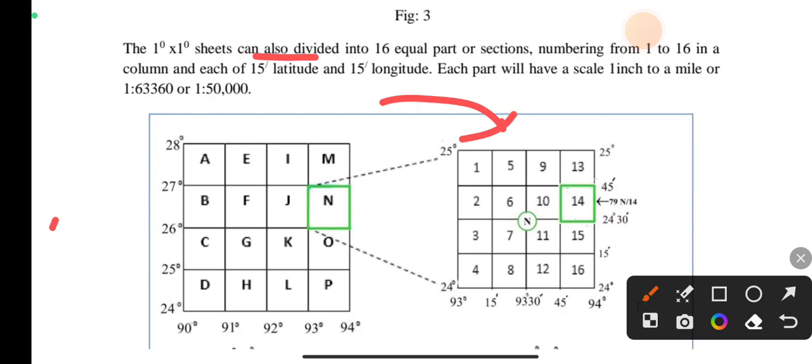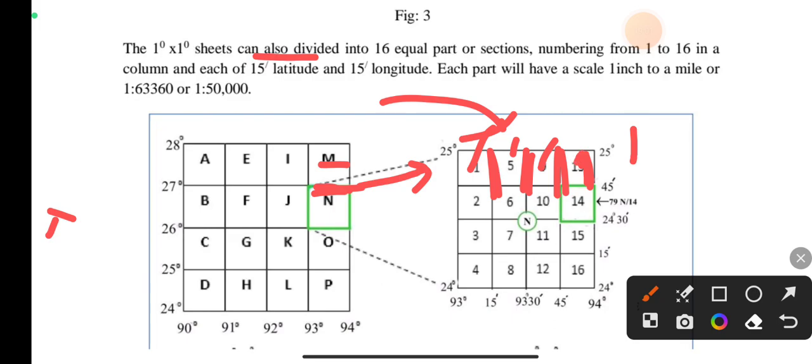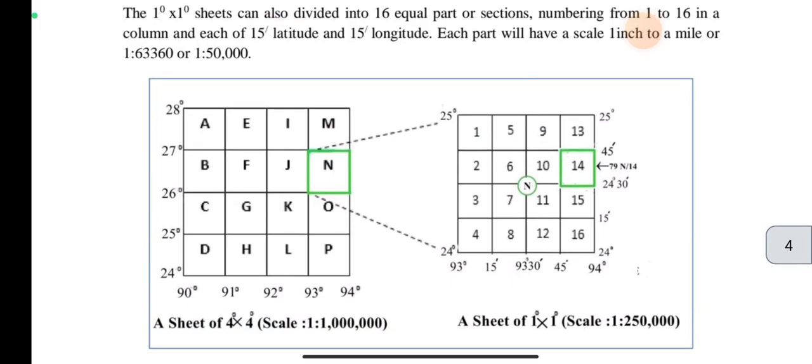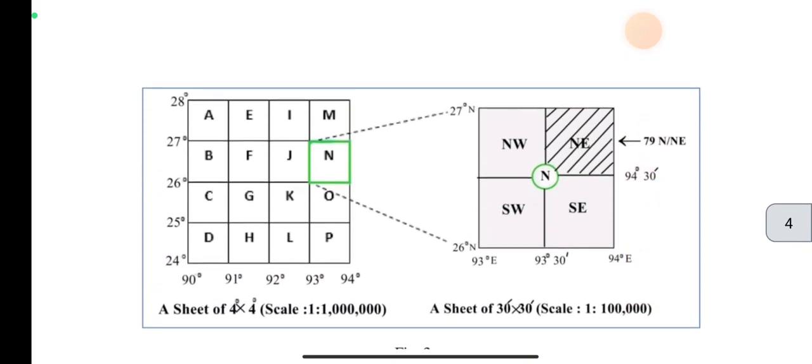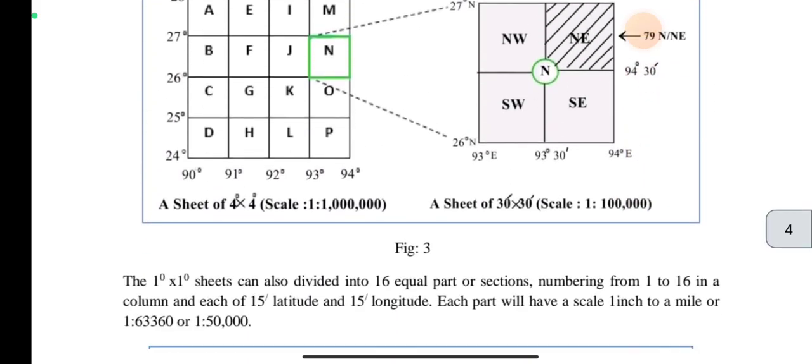So first we numbered from A to P, then 4 according to the cardinal direction, and here again 1 to 16 we are numbering in a column, and each is 15 minute latitude and 15 minute longitude, because this total was 1 degree. Dividing into 4, we are getting each one as 15 minutes. So here the extent is 15 minutes into 15 minutes, and this one's extent was 30 minutes into 30 minutes.